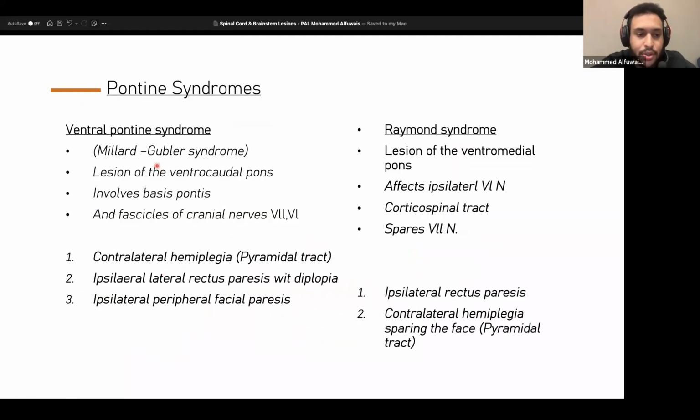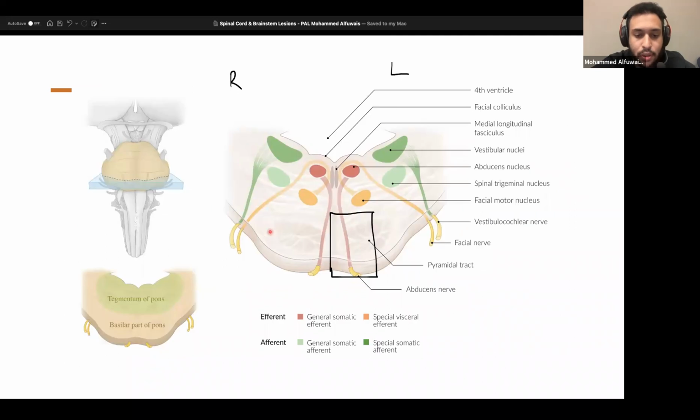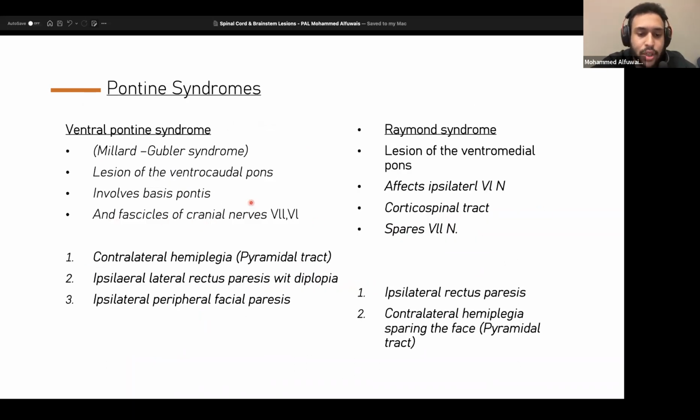Okay, that's it. So the ventral pontine syndrome, which is the Millard-Gubler syndrome, is a lesion of the ventrocaudal pons, which is basically the basis pontis, the basilar part of the pons, which is this entire thing. And fascicles of cranial nerve 7 and cranial nerve 6, so the facial and the abducens nerve. So contralateral hemiplegia, spastic paralysis, ipsilateral lateral rectus palsy with diplopia, ipsilateral peripheral facial paresis because of the facial nerve.